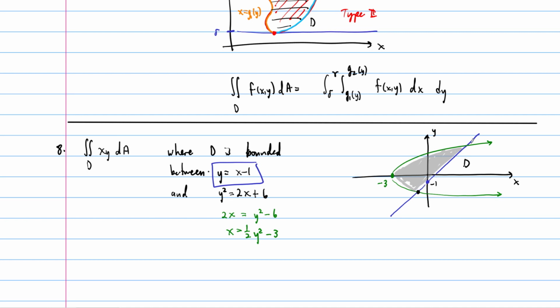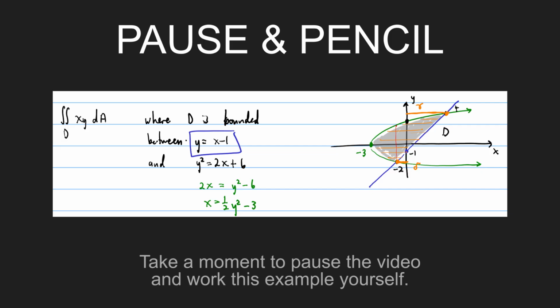You're going to have to find these 2 points for sure. It might be helpful to find this point, maybe. But definitely these 2 points. You're going to have to decide whether to do it as type 1 or type 2, and then write your iterated integral with your functions in the inner boundaries, potentially, and see how it goes. And I'll check in with you guys when you're done.